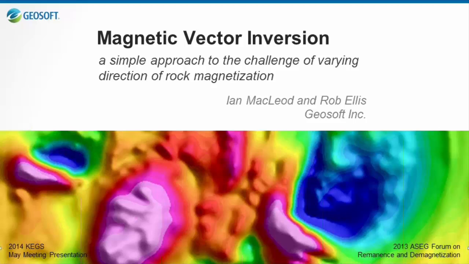Secondly, I do want to acknowledge the ACG who put together a really good workshop at the ACG conference last September, and it was presented at the Forum on Remnants and Demagnetization, which you see in the bottom right corner. There were a lot of really good papers on how people are approaching the problem of remnants or the direction of magnetization not lining up with the Earth's field. So it was a pretty big step forward, and our contribution is what I'm going to show you today.